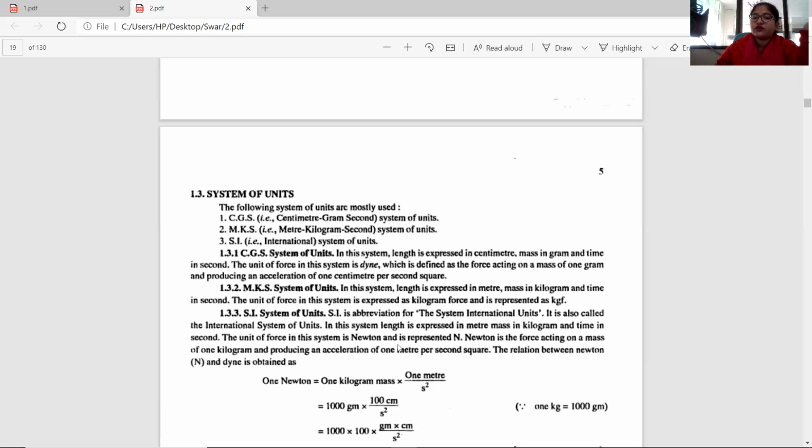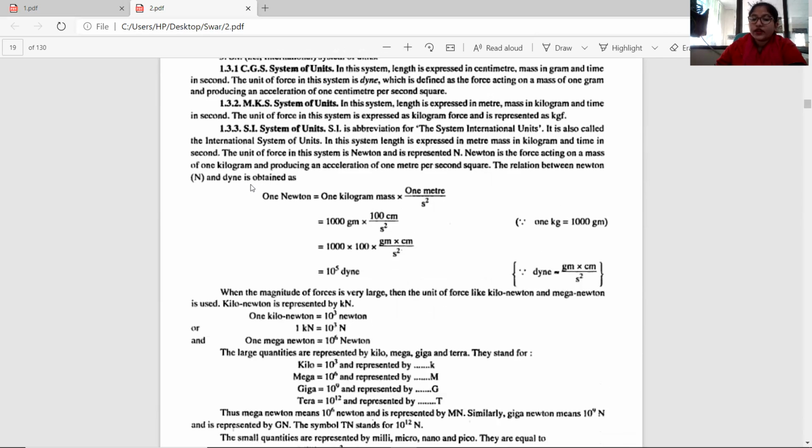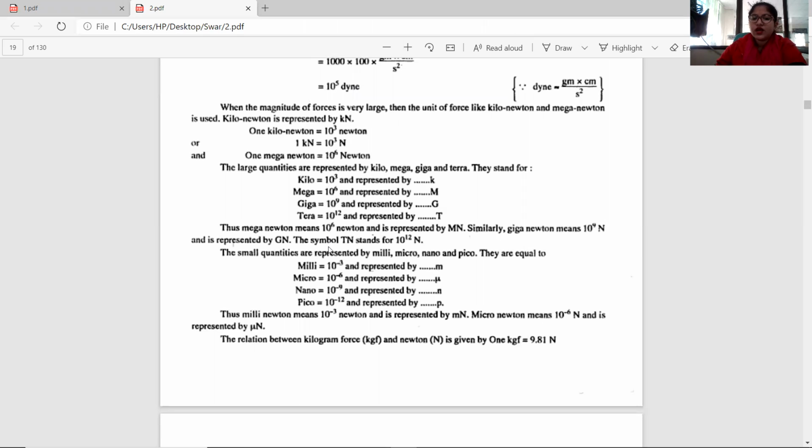Newton is the force acting on a mass of 1 kilogram and producing an acceleration of 1 meter per second square. The relation between the Newton and dyne is obtained as 1 Newton equals 1 kilogram multiplied by 1 meter per second square. Then 1 Newton will be 10 to the power 5 dyne. Okay. So these are some conversions, like kilonewton to newton, kilo to mega to giga. These are some representations.